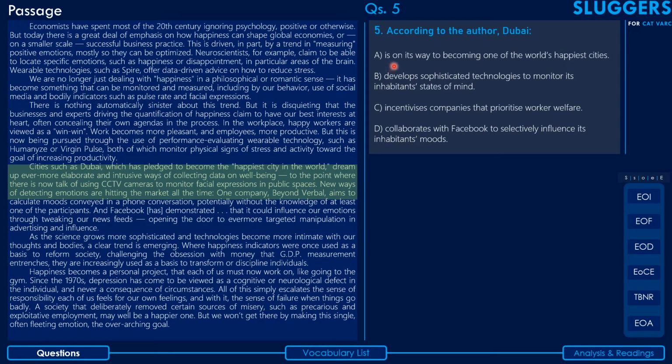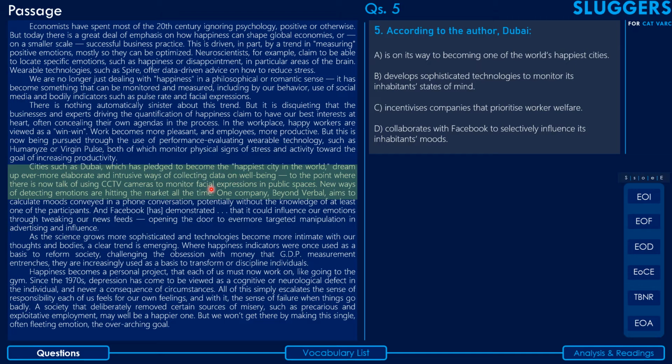The first option says, according to the author, Dubai is on its way to becoming one of the world's happiest cities. Now, there is a mention of such an expression such as world's happiest city that you can see here. Yes, happiest city in the world, right? So there is a mention of this kind of an expression here. But is this something that is according to the author? Is this something that the author believes? No, this is not something that the author believes, right? The author has simply reported that cities such as Dubai, which has pledged to become the happiest city in the world, dream of ever more elaborate ways.